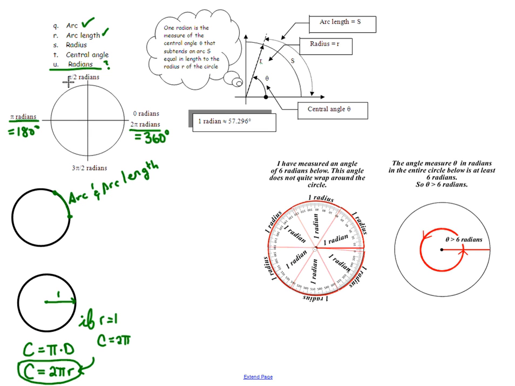Take half of that again. Half of 180 degrees is 90 degrees. So pi over 2 radians is the equivalent of saying 90 degrees of rotation. And consequently, the measure 3 pi over 2 radians is the equivalent of saying 270 degrees of rotation.